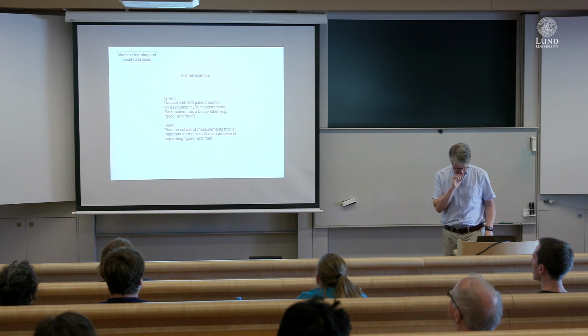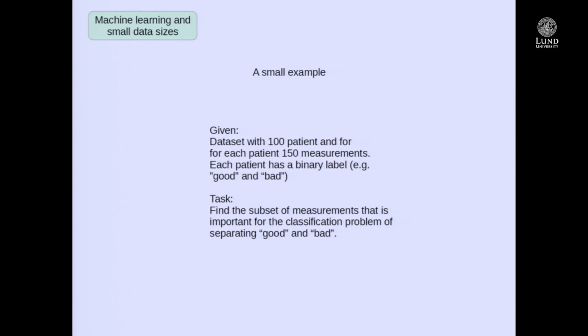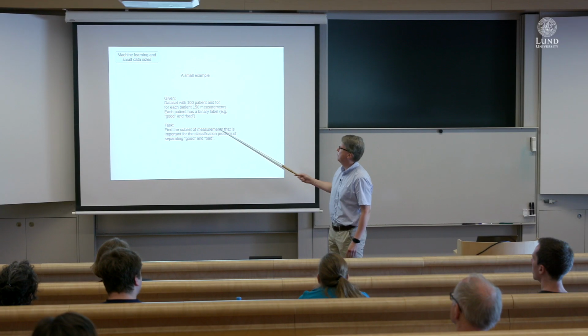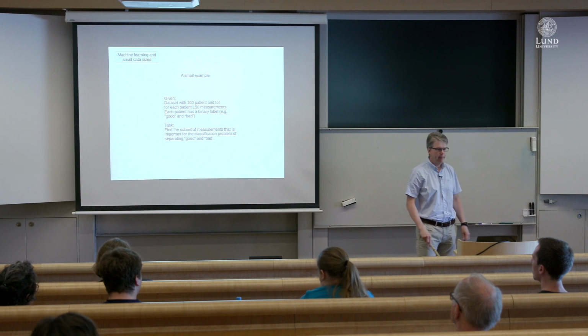I'm going to give you a small example to start with to point out some of the difficulties that may arise. So this concerns machine learning and small data sizes. Suppose I have a data set with 100 patients, and for each patient I have 150 measurements. Each patient has a binary label, for instance, good or bad. And the task: find a subset of measurements that is important for the classification problem of separating good and bad.